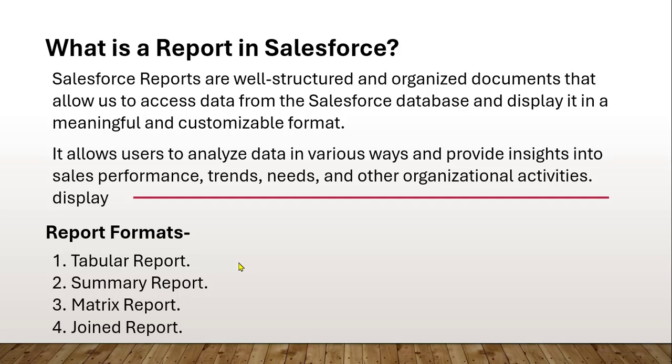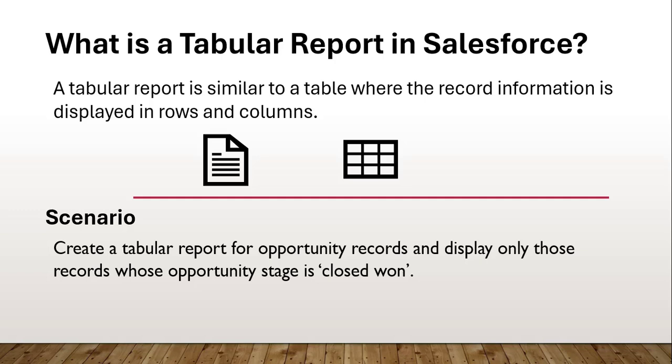Now in Salesforce we have four formats of reports. First one is a tabular report, then summary report, then matrix report and then joint report. The video link of how to create joint report in Salesforce I have given in the description box, you can go through it. In this video we will see tabular report, summary report and then matrix report. The tabular report is a very basic type of report in Salesforce that is similar to a table where the record information is displayed in rows and columns.